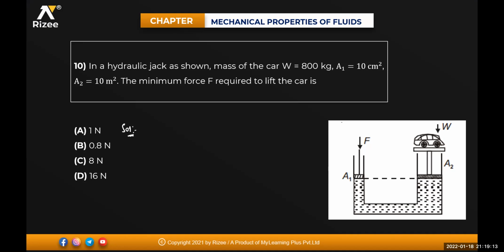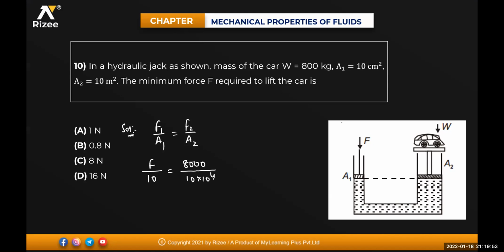Whatever the pressure you are applying at A1, the same pressure will be applied at A2. That means F1 divided by A1 must be equal to F2 divided by A2. Pascal's law. So F1 is equal to how much? F divided by area of this one, 10, is equal to F2, which is nothing but weight. That is nothing but 800 kg, that is M into G. So it will be equal to 8000 divided by 10 into 10 to the power of 4. A2 is 10 meters square, and I'm writing centimeters square. Clear?